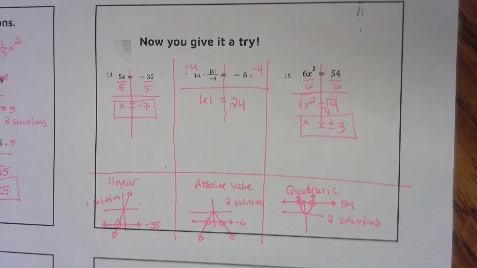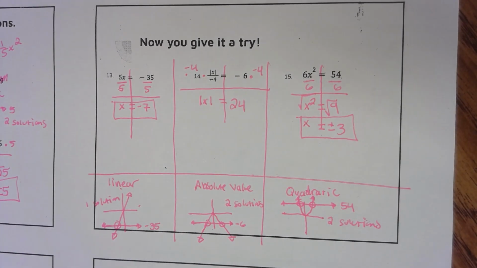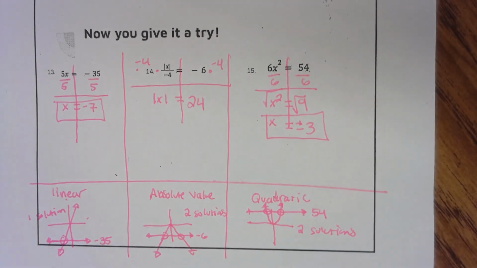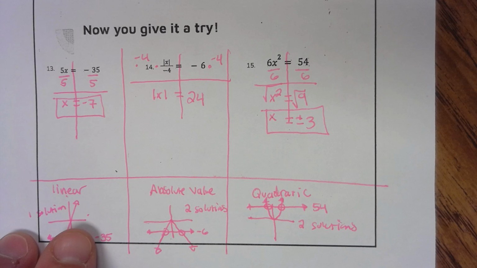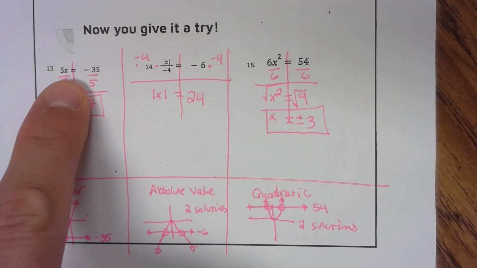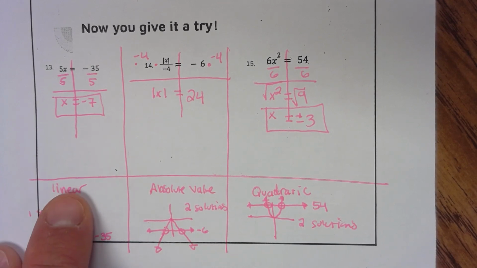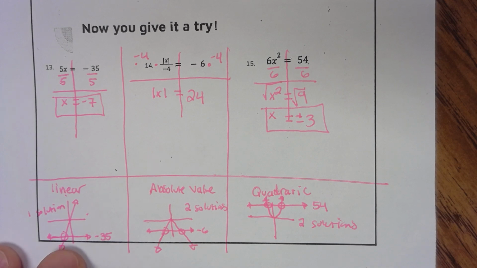So from the graphs and identifying the function name, 13 is linear. We're trying to figure out where the linear graph intersects with the line of -35. So we're below the x-axis. It's a positive slope line. I'm getting one solution.